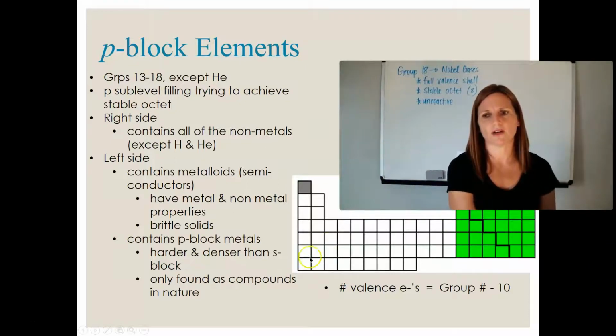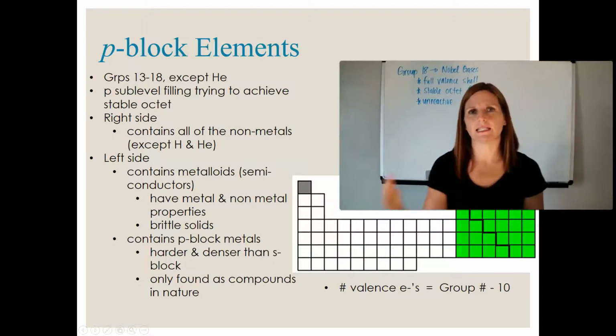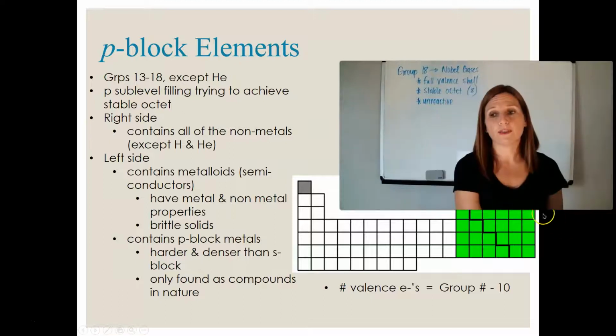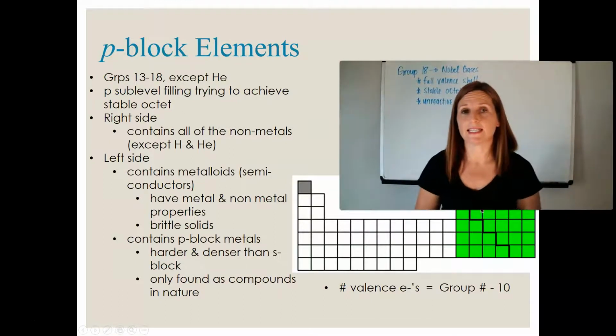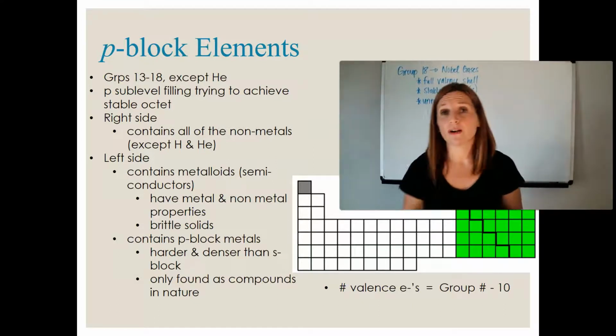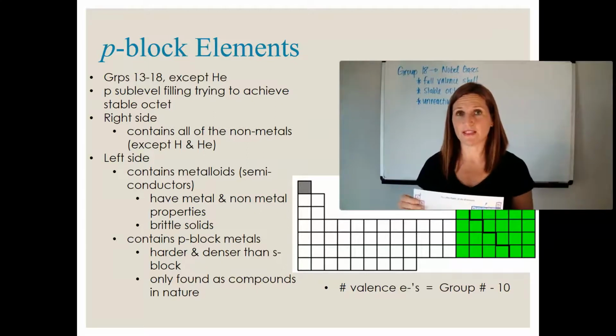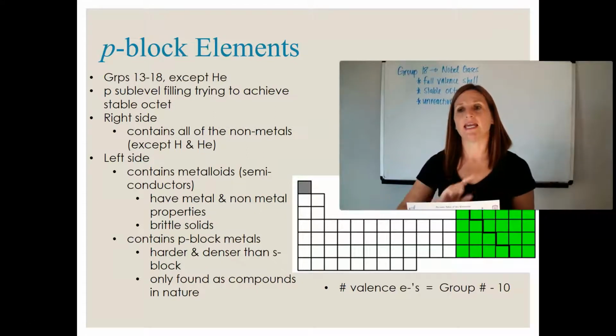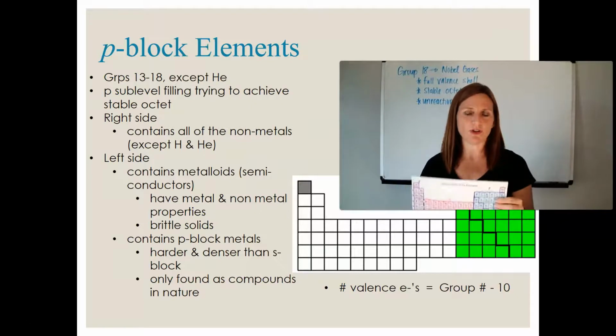So things that are over here are the most metallic in character. And as we come up here, we are the least metallic in character. For the P block, you can predict the number of valence electrons by doing the group number minus 10. We're going to need to know how to predict valence electrons in our next chapter. So I just want to do a little practice with you.